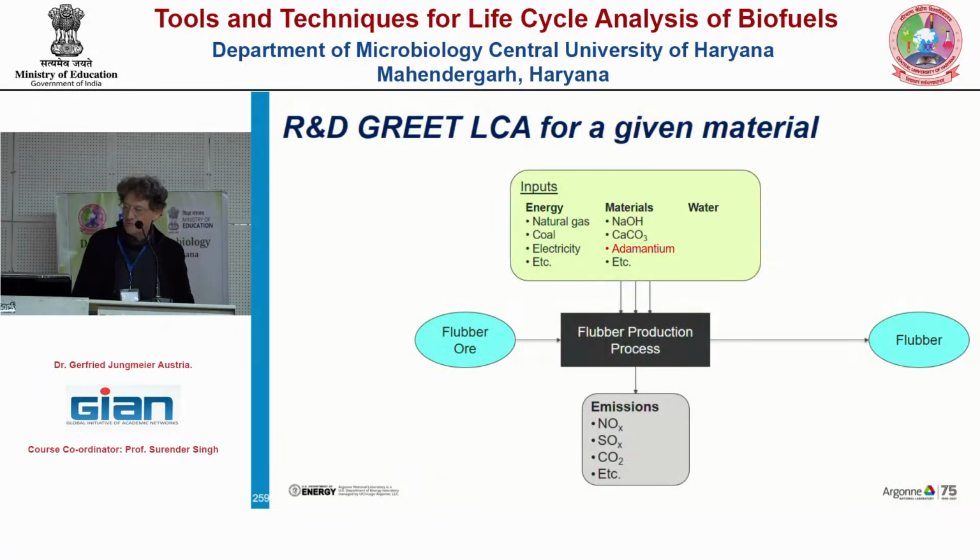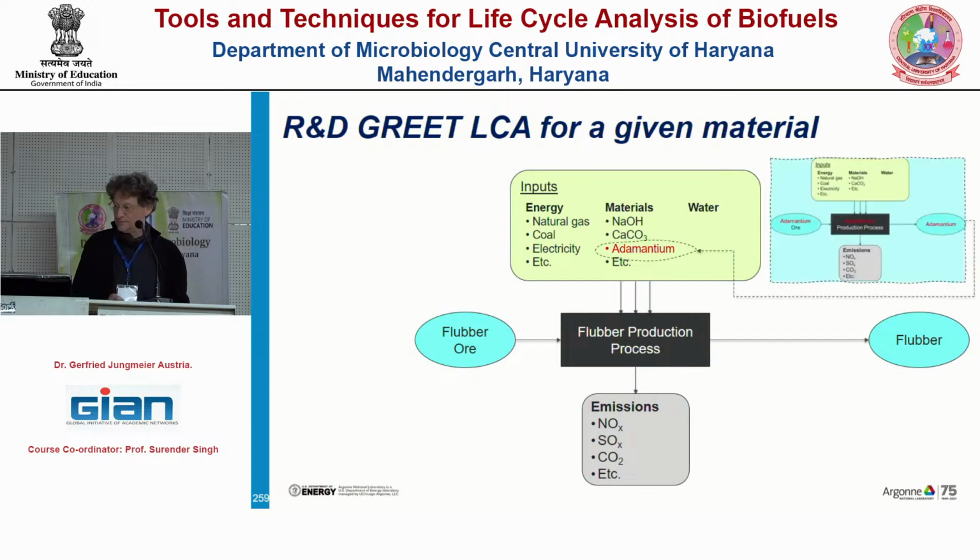How does it work? Just to give you an example, the colleagues from Argonne National Lab used to take this process about the flubber production. And flubber is not a real product; it's a fictional product. Just to explain how you do it. So if you want to insert a new process, you make the flubber process, and you have specific inputs, you have specific emissions, and you put in flubber ore, and the final thing is the flubber.